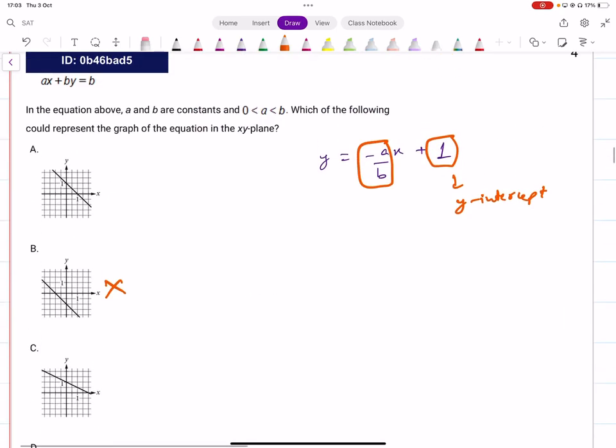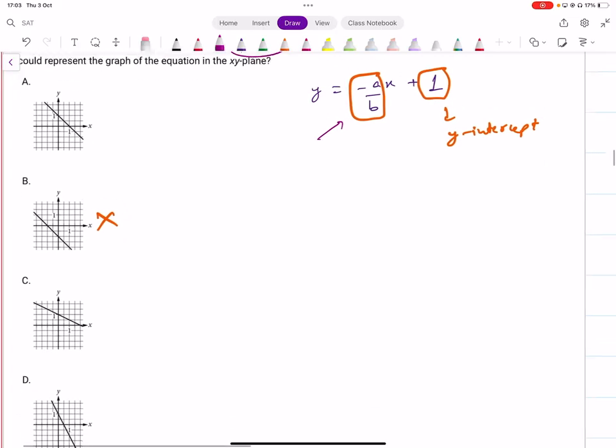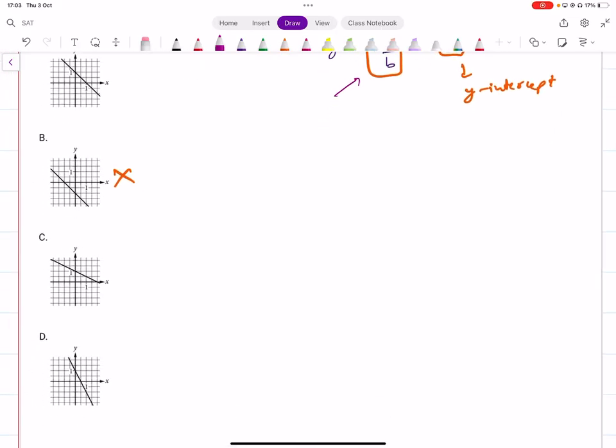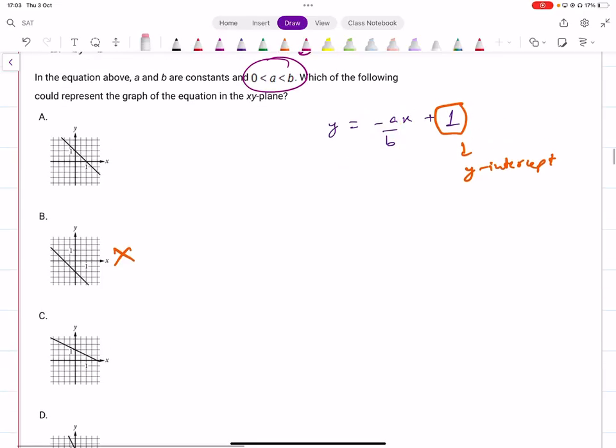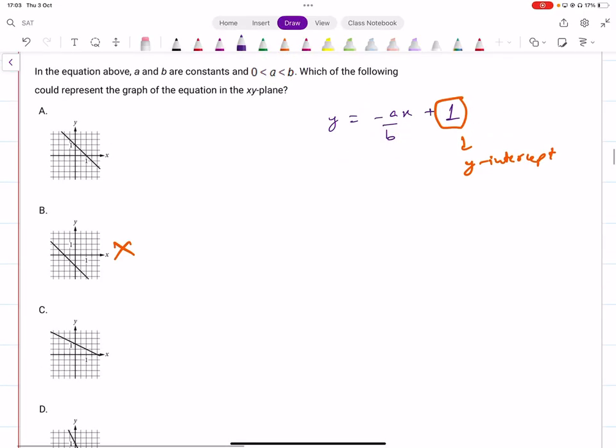Okay. What about the gradient now? Gradient is positive. How do we know that A and B both are... No, sorry, it's negative because A and B are both positive. So minus A over B should be negative. So gradient has to be negative. Now for all of these lines, the gradient is also negative, so we can't differentiate using that as well. Now what else do we know? A is less than B.